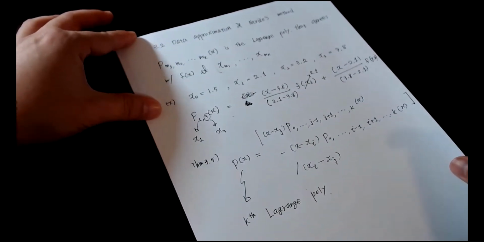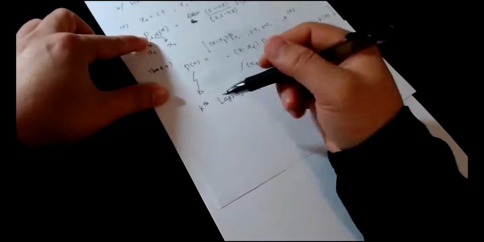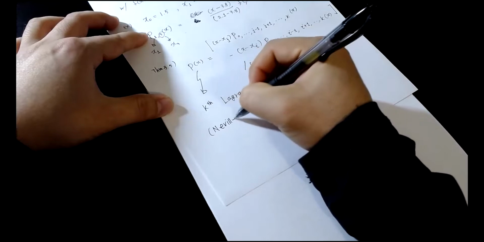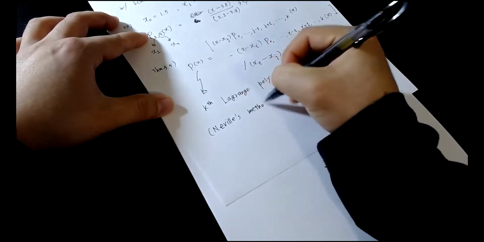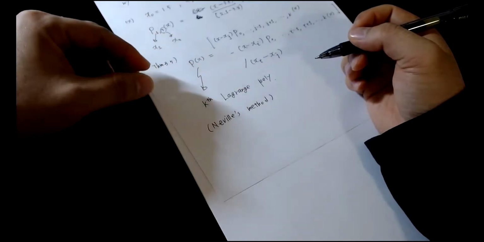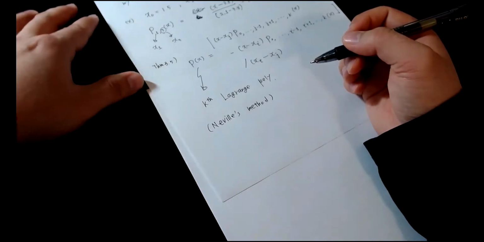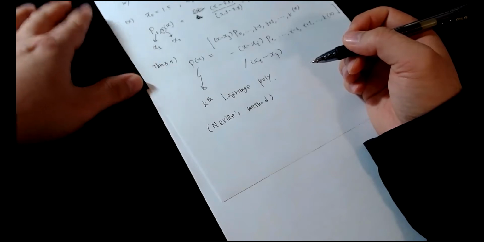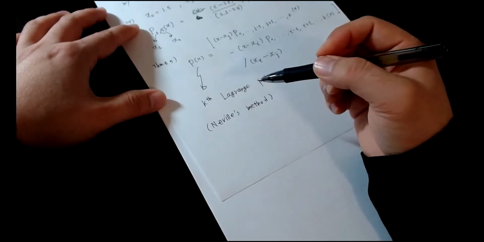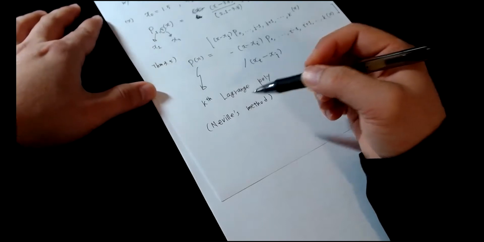And then I introduced Neville's method. So I told you the objective of this section is to construct the Lagrange interpolating polynomial recursively, and that algorithm is called Neville's method.